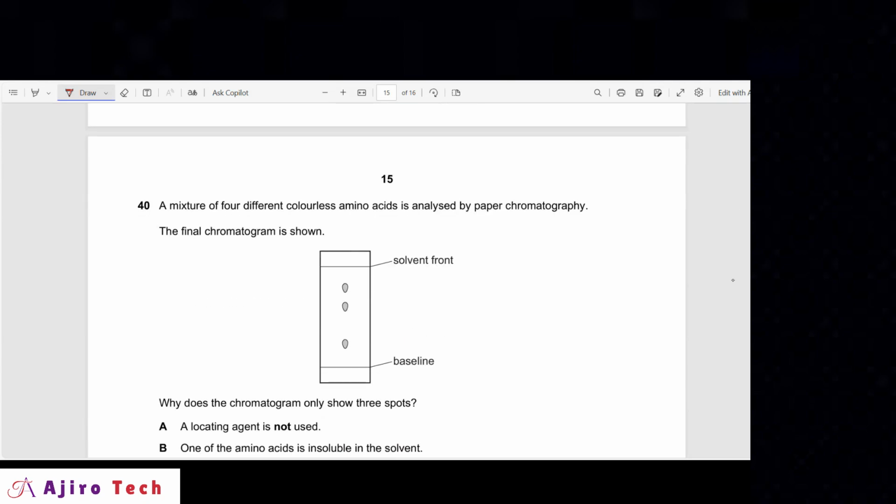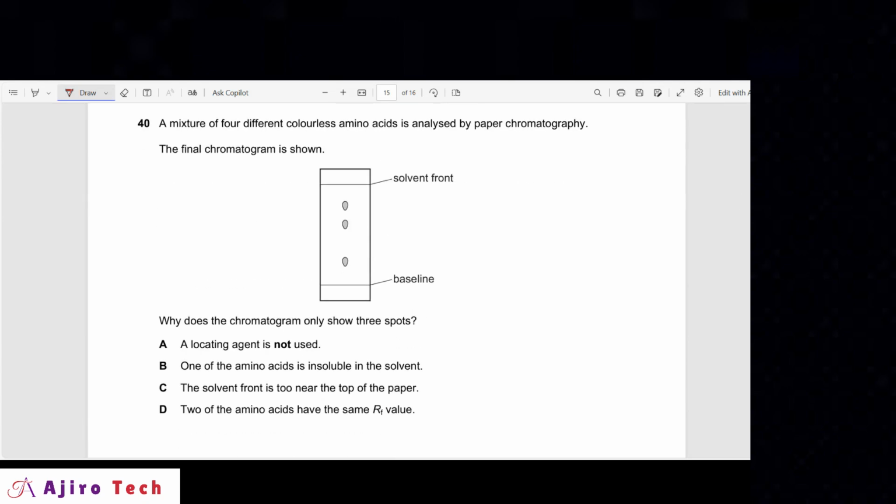And finally, for question 40, we have a mixture of 4 different colorless amino acids. You have the chromatogram, and then why does the chromatogram only show 3 spots when you should be having 4 spots? It's not about the leaking agent because you can see that other ones are visible. So no, one of the amino acids is insoluble in the solvent. No, that is also not correct because they are all definitely soluble. The solvent front is too near. No, that's not even it. Okay, so 2 of the amino acids have the same RF value. Yes, so that's why that's the best way to look at it.